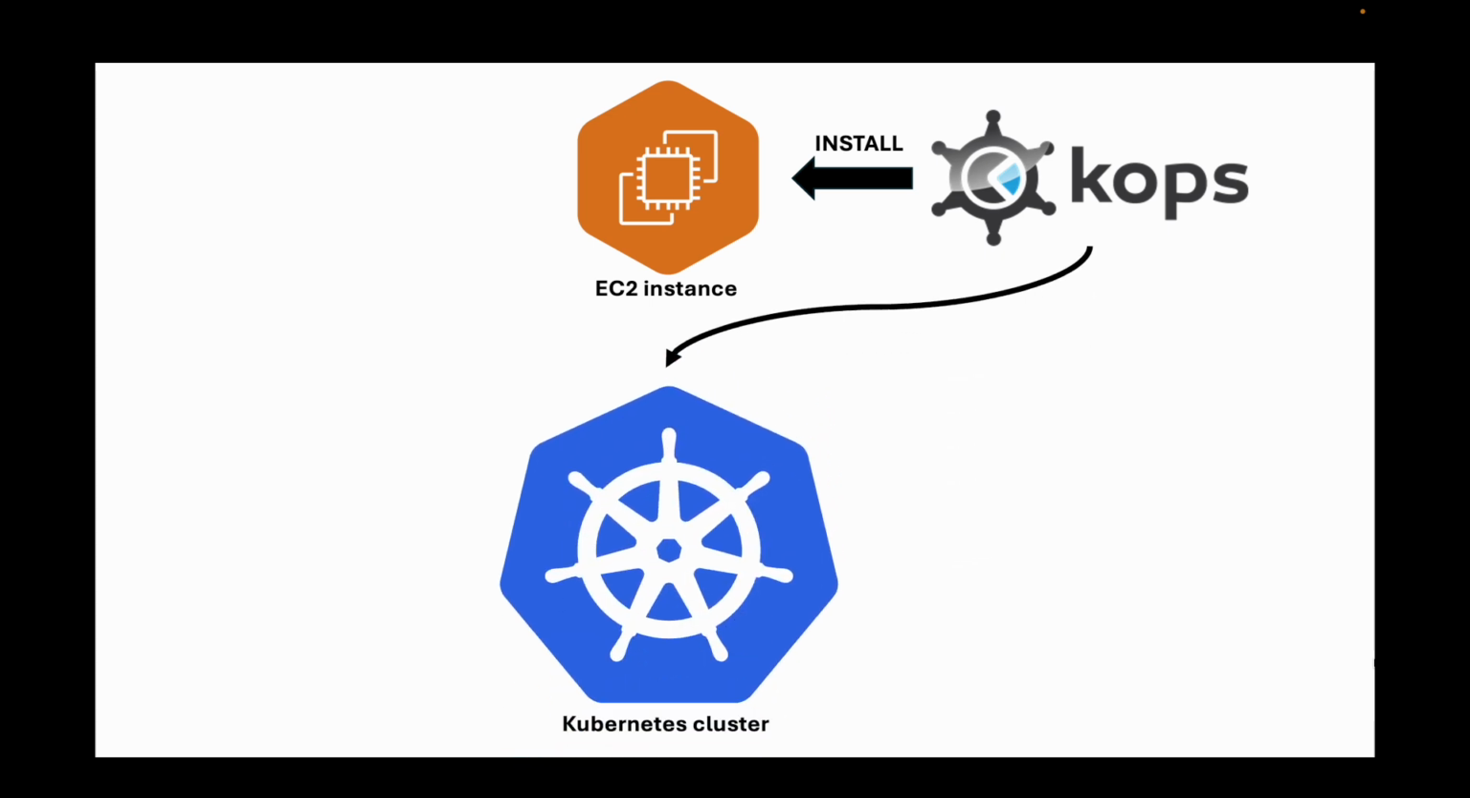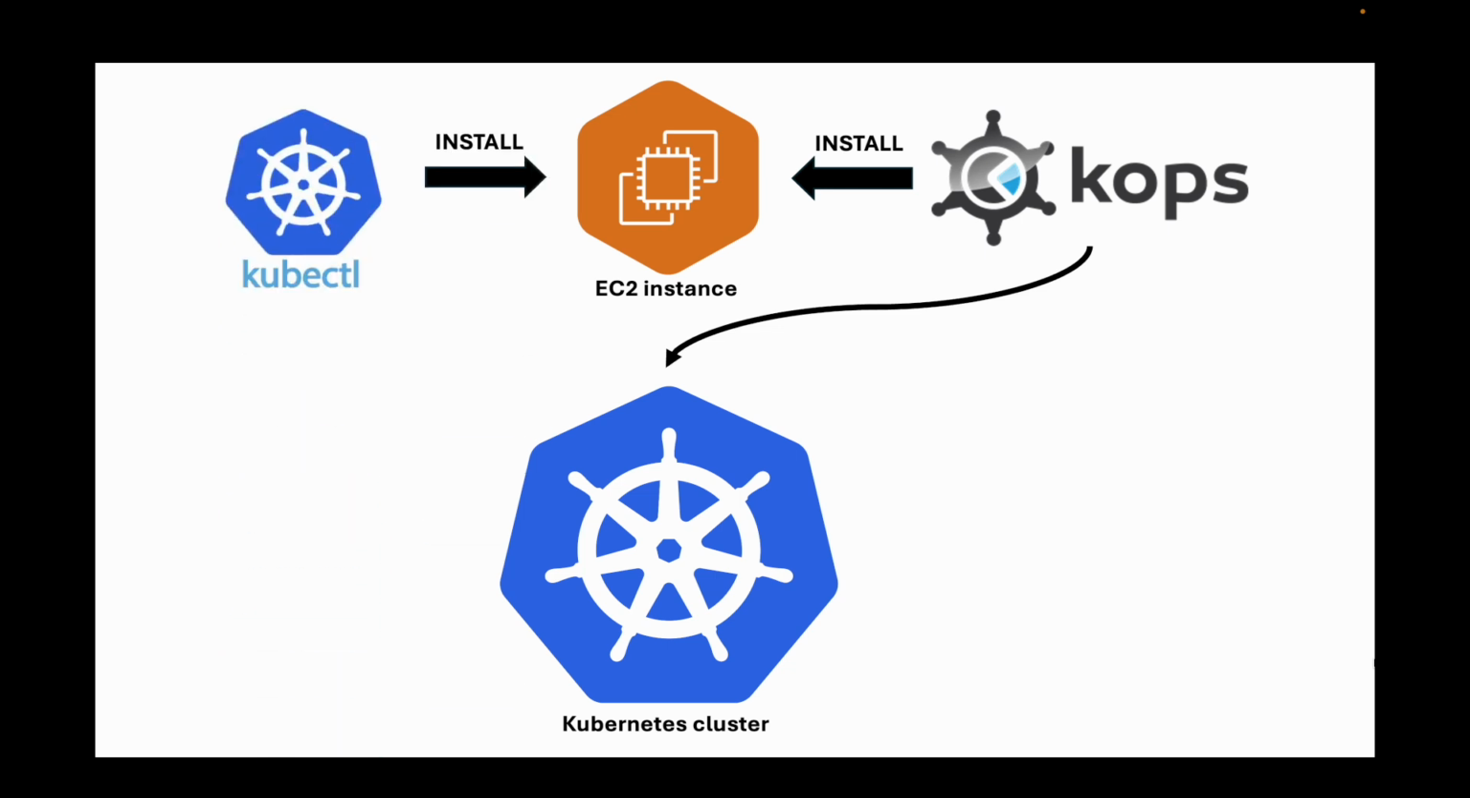So we'll have one control plane machine, and then we'll have one node machine. So we'll basically have two machines. So it's a two machine cluster. You can have multiple machines, but for this example, we are going with two machines only. And then we'll install another tool called kubectl. Now, kubectl is a command line tool that allows us to interact with the Kubernetes cluster.